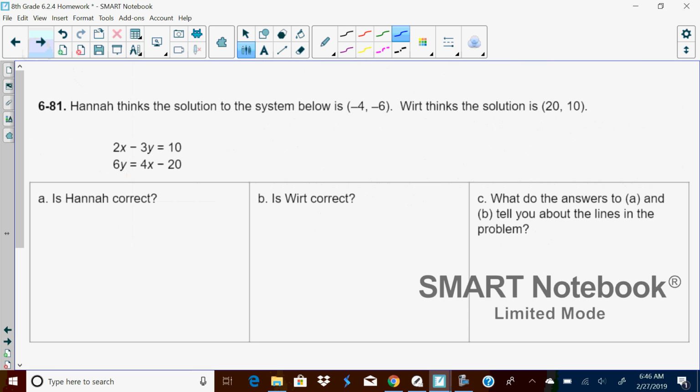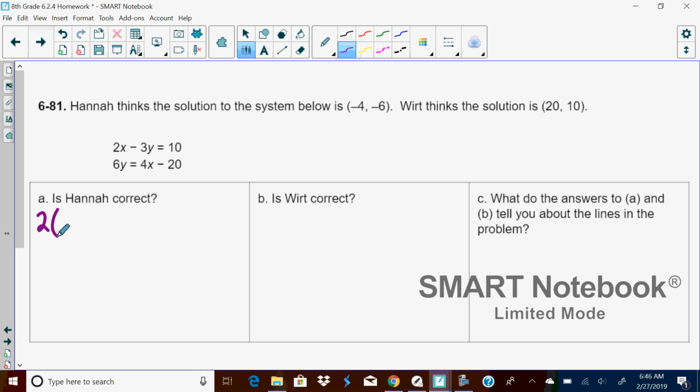Problem 81, Hannah thinks the solution to the system below is -4, -6. Wirtz thinks the solution is 20, 10. We're trying to figure out who's correct. So is Hannah correct is the first question. So all you're going to do is plug the numbers in to the original equations to see if they're true.